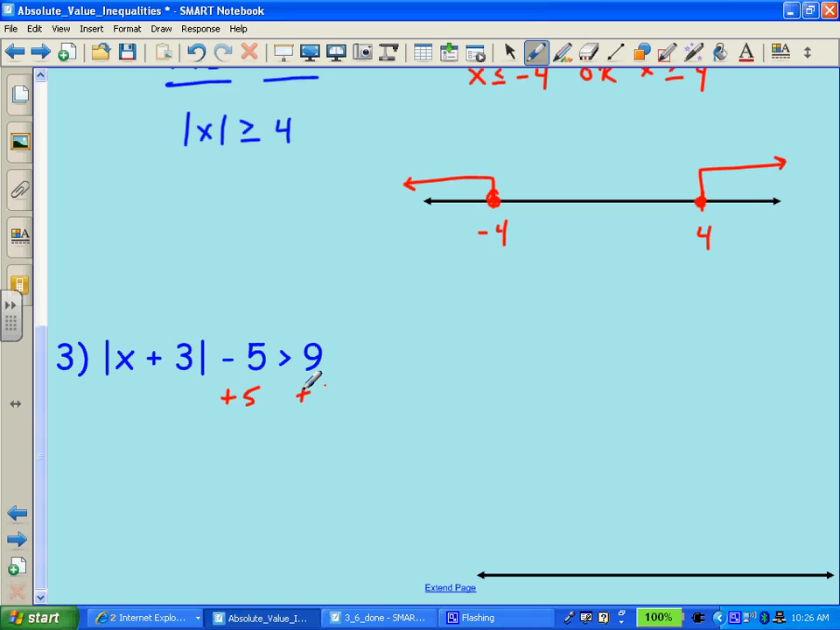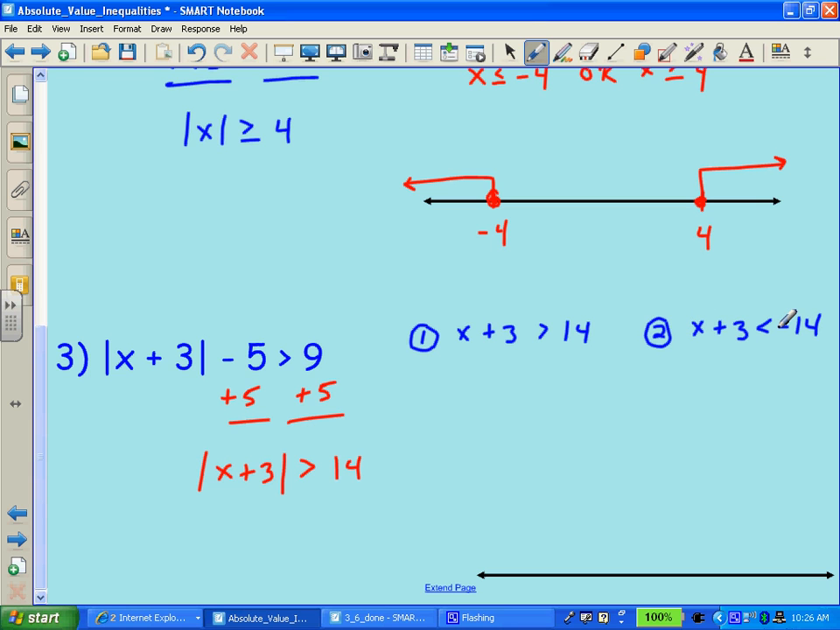I have x plus 3 in the absolute value. So I have to get the absolute value by itself. So I have x plus 3 greater than 14. And again, like I said, the most common mistake here would be to subtract 3. I can't do that yet until I've set up my two cases. So first case, x plus 3 greater than 14. Second case, x plus 3 less than negative 14. Flip the sign, make the answer negative.